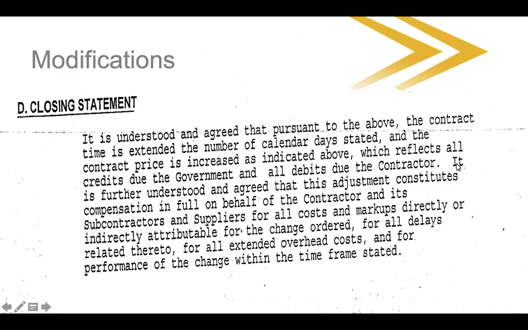And the key starts here in the middle, where it says it further understood and agreed that this adjustment constitutes compensation in full on behalf of the contractor and its subcontractors and suppliers for all costs and markups directly or indirectly attributable for the change ordered, for all delays related thereto, and for all extended overhead costs, and for performance of the change within the time frame stated.